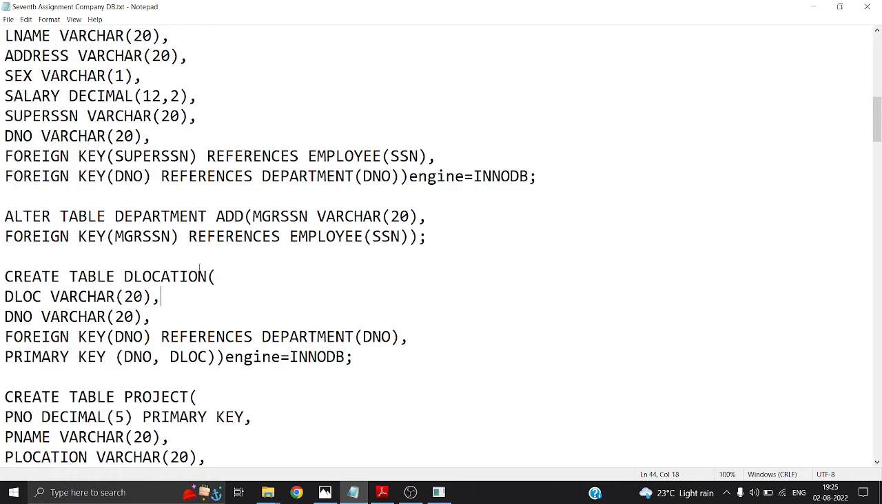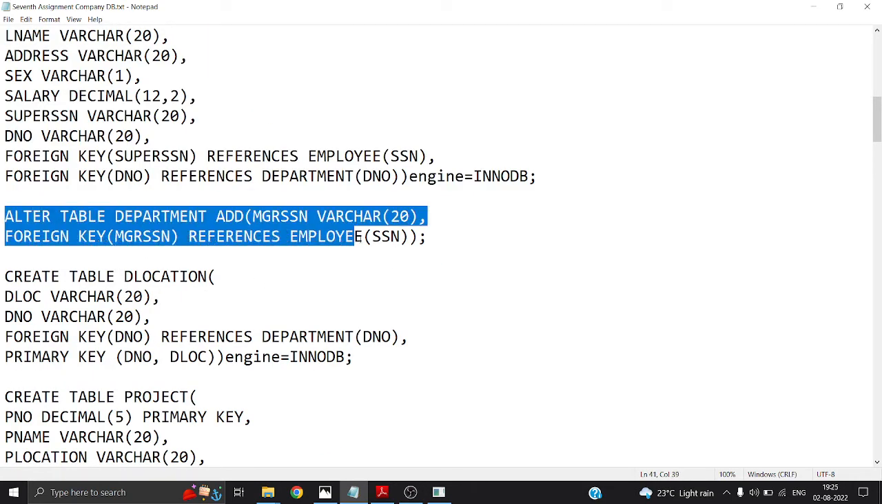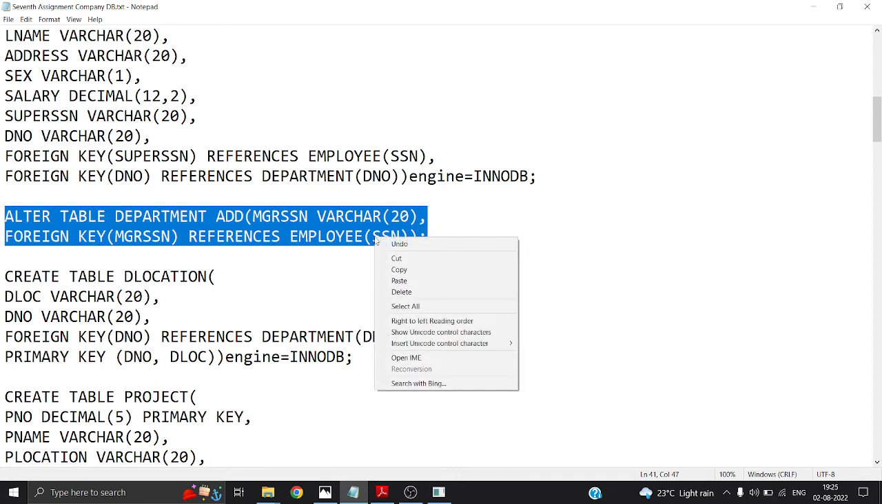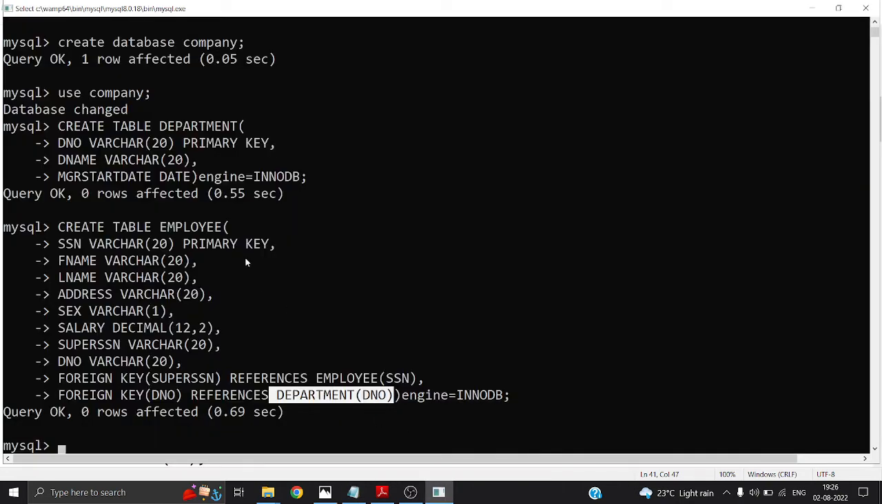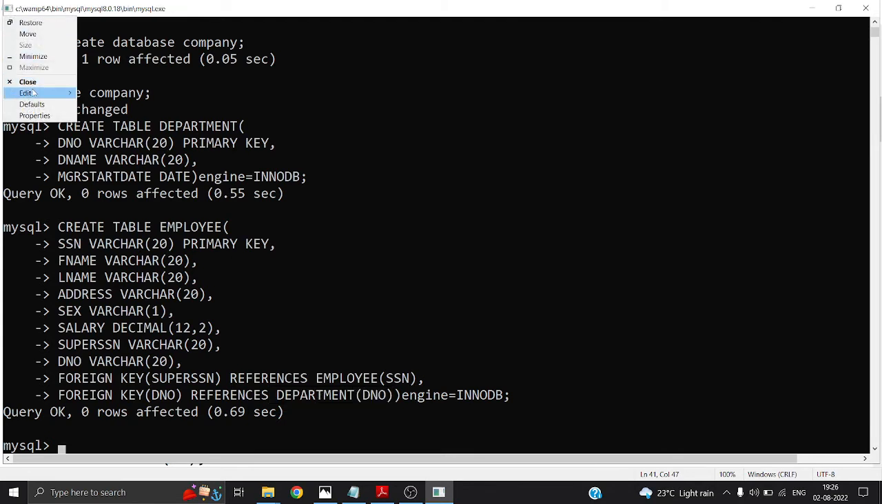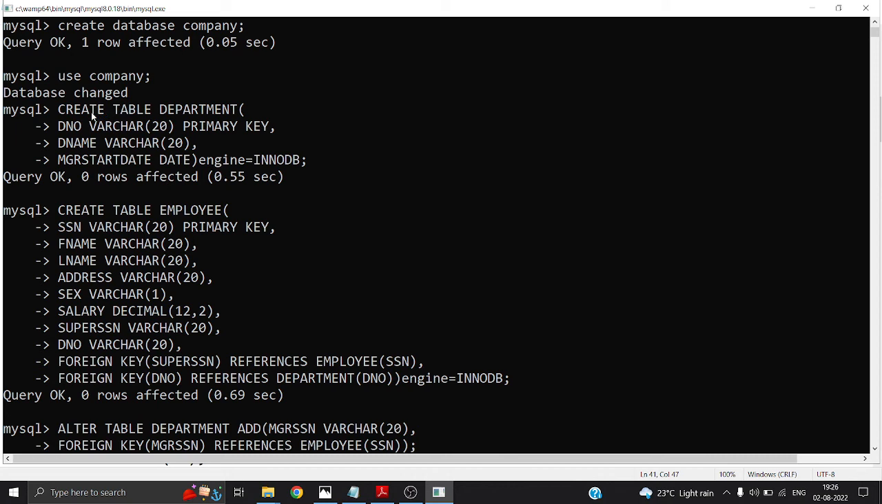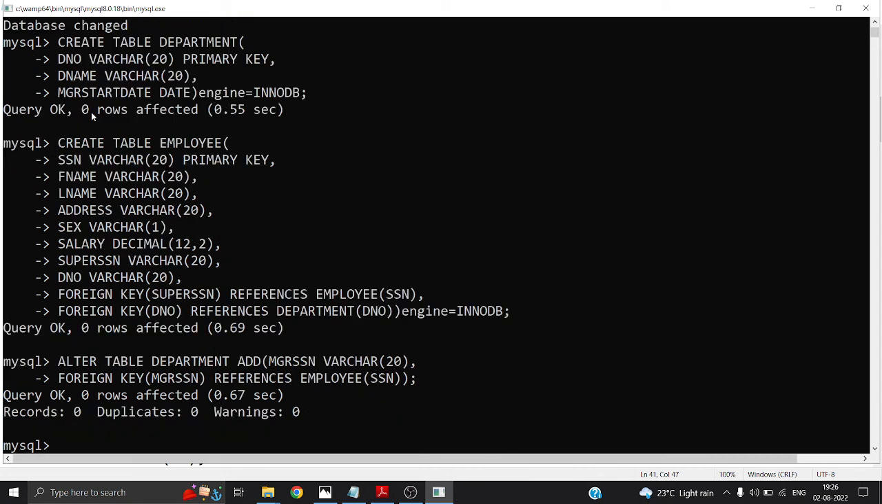As I told you, during the creation of the department table, we had skipped one column, manager SSN, as the employee table was not yet created. Now I'm going to add that column with the help of alter table commands. So now I have added the column manager SSN, which was skipped during the creation of the department table. Now that we have created the employee table, manager SSN refers to the employee table. So now we have created the two tables successfully, department as well as employee.